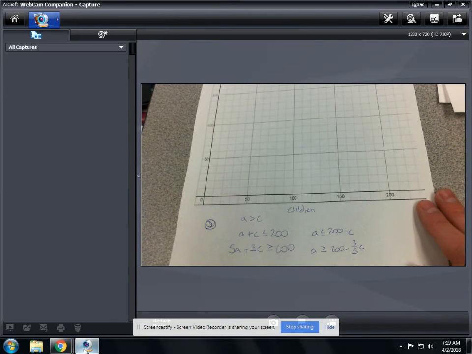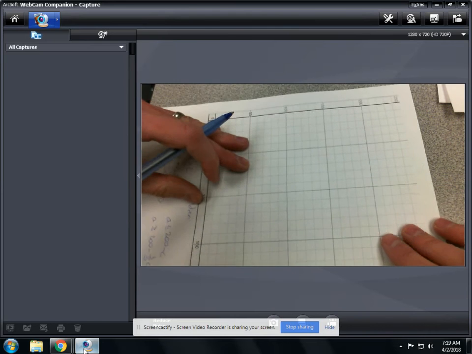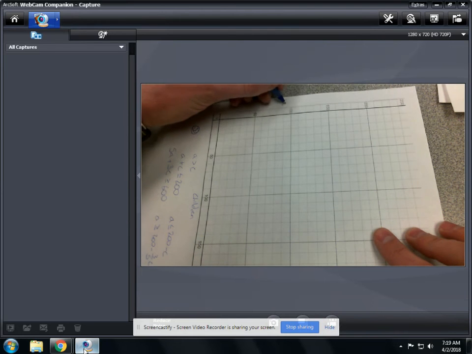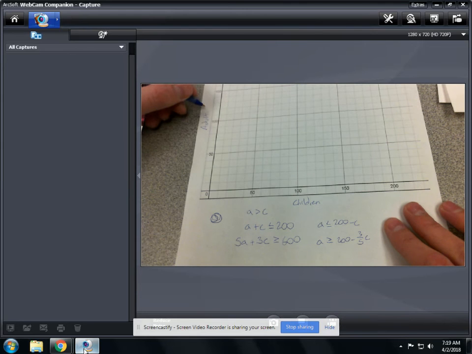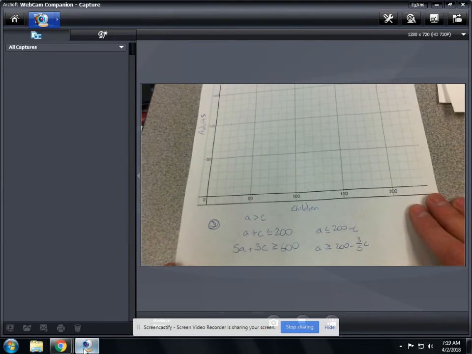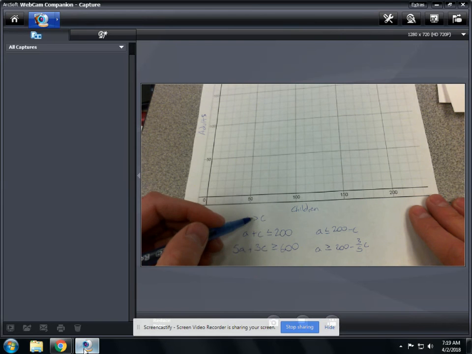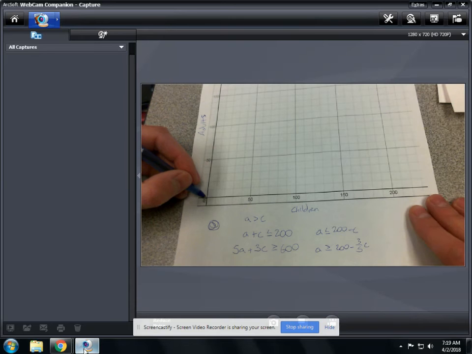A is greater than C. So if these are my adults, I should probably label this adult. So I've got my adults, I've got my children, and now I can graph. A is greater than C. So really this is like y is greater than x, the slope is 1, and the y-intercept would be 0.